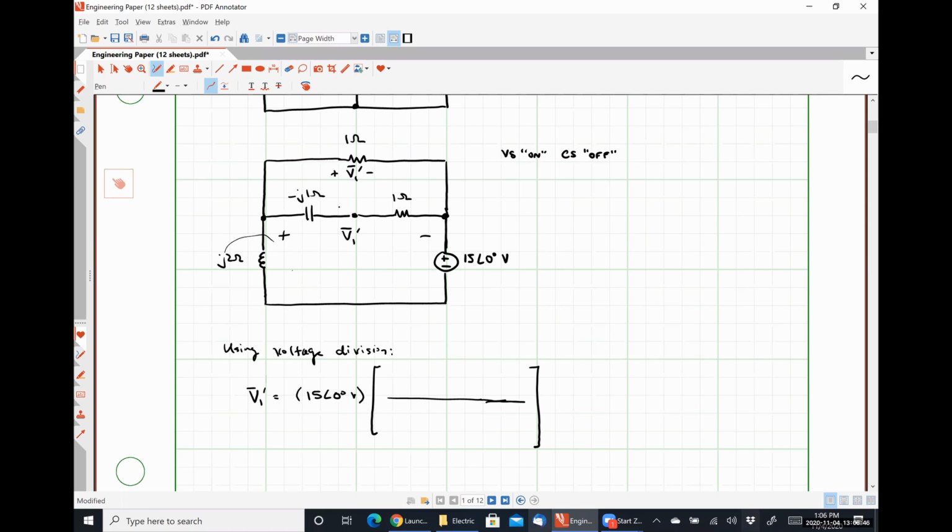Yes, right? Okay. So I'm going to have 1 ohms multiplied by 1 minus j1 ohms. So the 1 ohms represents the topmost branch. The 1 minus j1 ohms represents that middle branch containing the resistor in series with the capacitor, divided by 1 ohms plus 1 minus j1 ohms. So that's my numerator. What goes in my denominator?